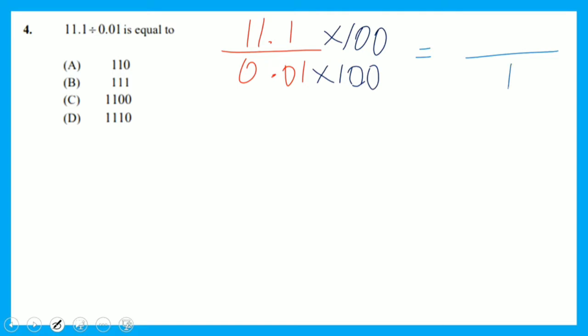Now, if the point in my numerator is going to end up 2 places to the right, then it means I'm going to need a 0 there. If you're not used to dividing or multiplying decimals, please go and practice. So this number will now become 1,110. And if I divide that by 1, clearly our answer is D. All right, so let's take it to our next question.